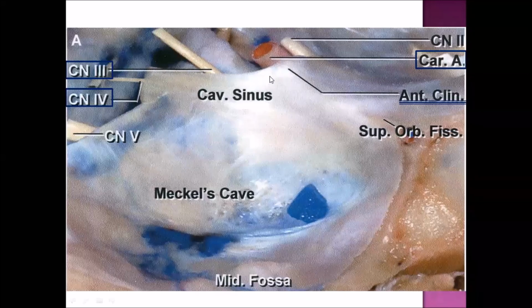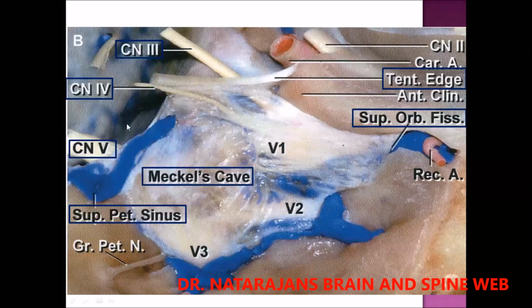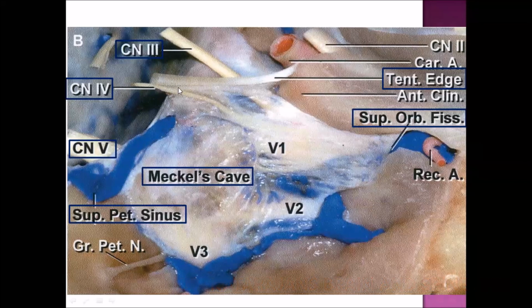Now this is the tentorial edge, but the reflections are removed. There will be lots of markings, so just look at the parts which I have boxed, which I have squared. Just look at that alone. This is the tentorial edge. This is the third nerve which is entering. Just below the tentorial edge starts your cavernous sinus. The third nerve enters the roof of the cavernous sinus. The fourth nerve again enters at the roof of the cavernous sinus.